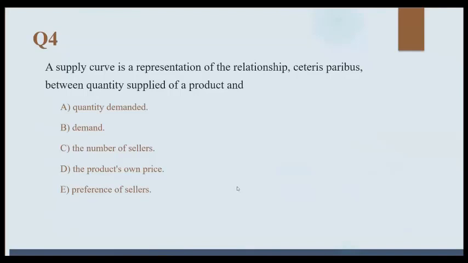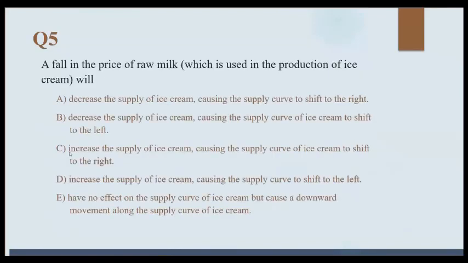That's the supply curve. Okay, so here we're told that there was a fall in the price of raw milk, and that is used in the production of ice cream. So we basically have a fall of an input price, and so what will that result in? Okay, 3, 2, 1, and 0. Okay, so the correct answer here is C. This is the only one that's correct.